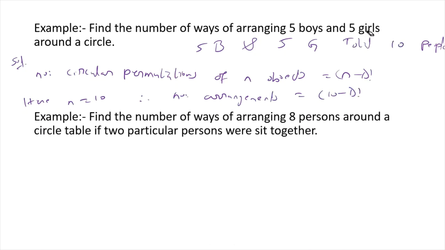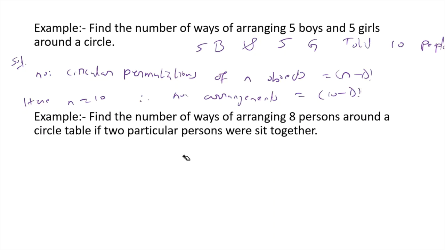If you want to arrange these 5 boys and 5 girls in a straight line, then the answer is going to be 10 factorial. But if you want to arrange these 5 boys and 5 girls around a circle, then the answer is going to be 9 factorial. It is not going to be 10 factorial, it is going to be 9 factorial.